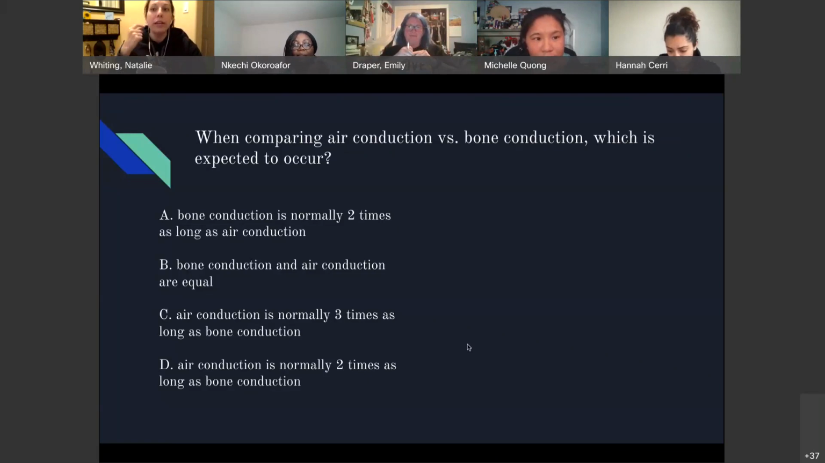Bone conduction is used by vibration of those inner bones, which you guys should have all learned about before even entering nursing school. So the incus and the malleus and the stapes. Those are the bones of the inner ear that are used for conduction. Malleus, stapes, incus. Okay, I got it. Cool.